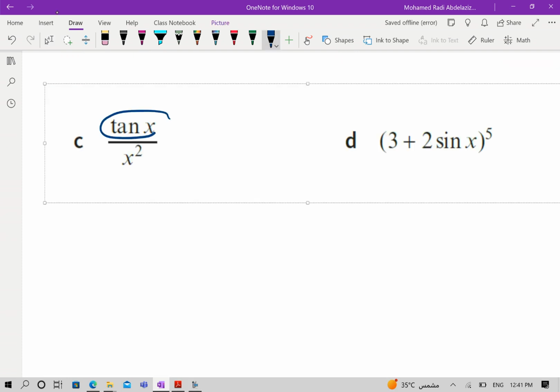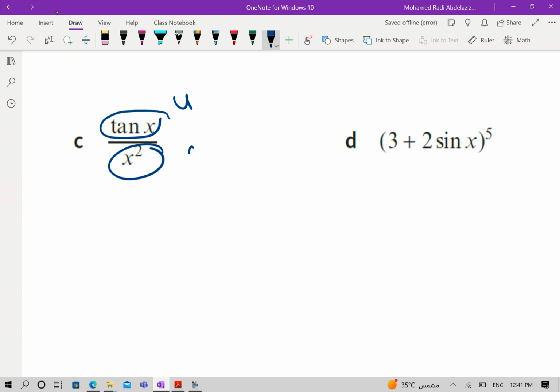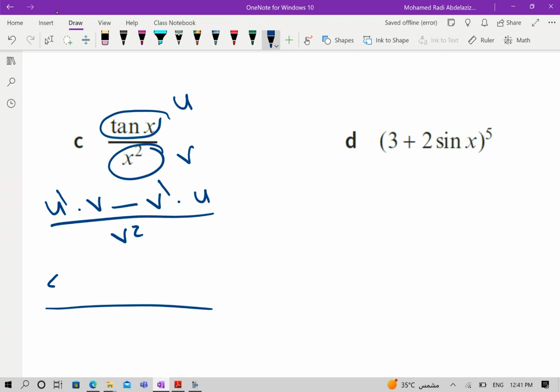U over V: U dash times V minus V dash times U, divided by V squared. Differentiation of tan is sec squared x, multiplied by x squared, minus differentiation of x squared, 2x, multiplied by tan x, all divided by x to the power of 4. Clear how to differentiate?